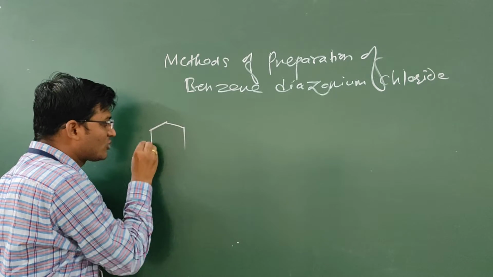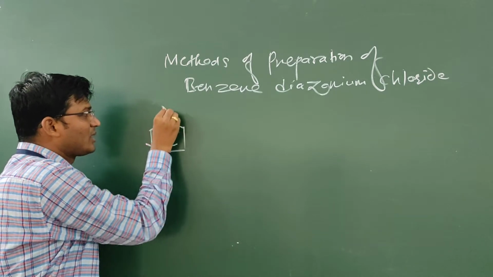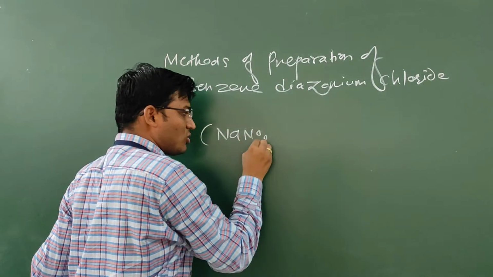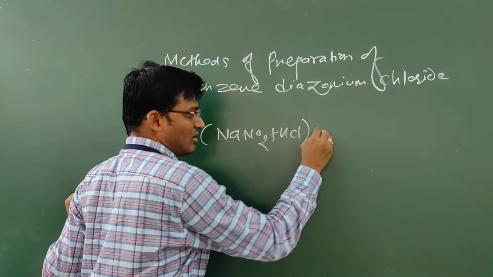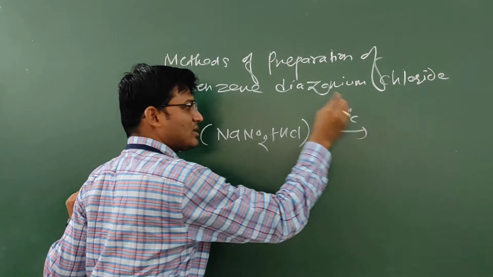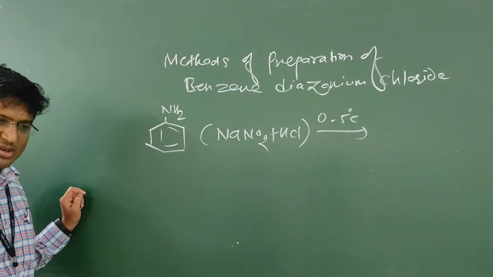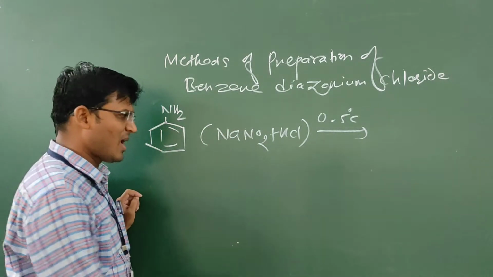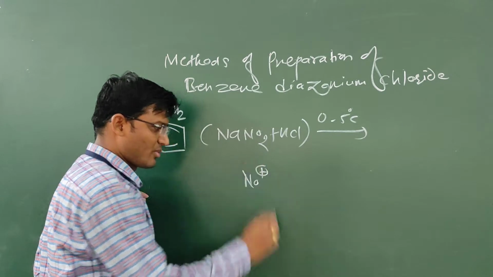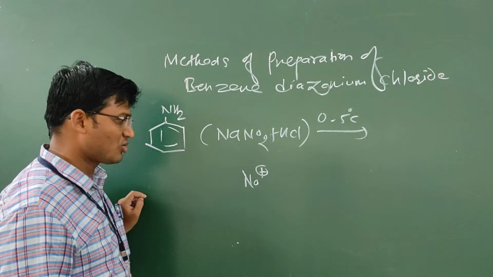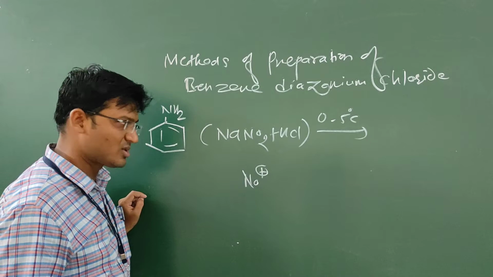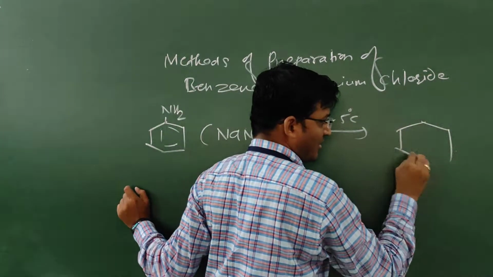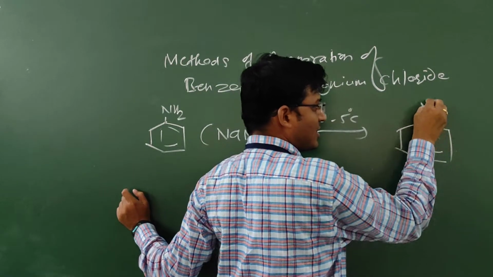It can be prepared by the reaction of aniline with the mixture of NaNO2, sodium nitrite, plus HCl at 0 to 5 degrees Celsius. That is the diazotization reaction. By this mixture, nitrosonium ion, NO positive, is formed. This nitrosonium ion acts as an electrophile which attacks this aniline and forms benzene diazonium chloride.